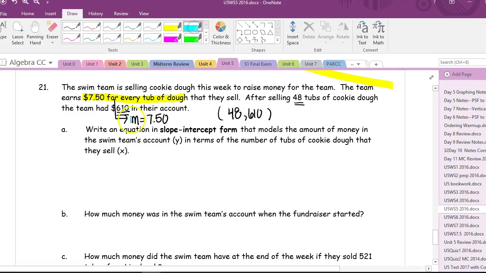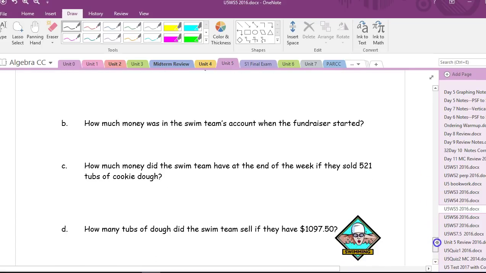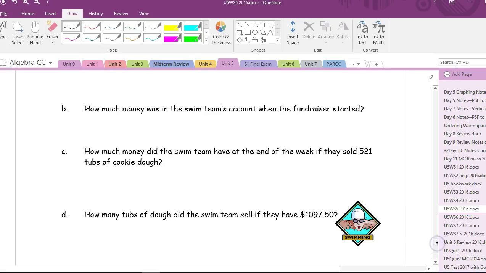So take a look. You have a slope and a point. And now I want SIF. Since you don't have a starting point, you do need to start in point slope. So you'll need to write point slope and then distribute and solve for y. And then down here, you just are going to answer some questions. Basically you're plugging some numbers in for either x or y.